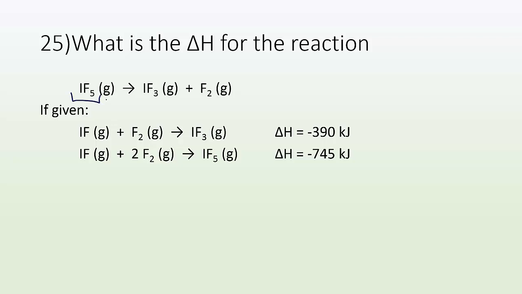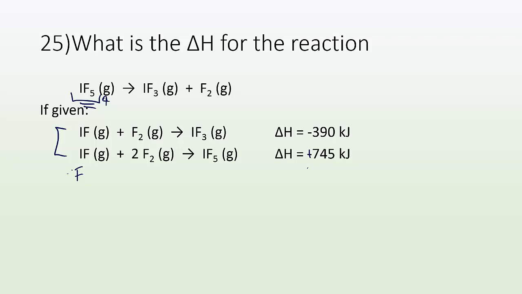I want to end up with IF5 as a gas. So I'm going to look at the given equations to see if I can find IF5 in any of those equations. I can only find it in one place, which is great because that tells me I know exactly what I'm going to have to do with this. IF5 only shows up as a product in the second equation, but I need it as a reactant. So I'm going to have to flip this, which means the sign is going to become positive. It was negative 745, but because I'm going to flip it, I get a positive 745.